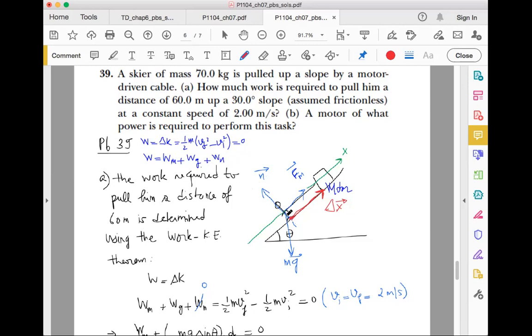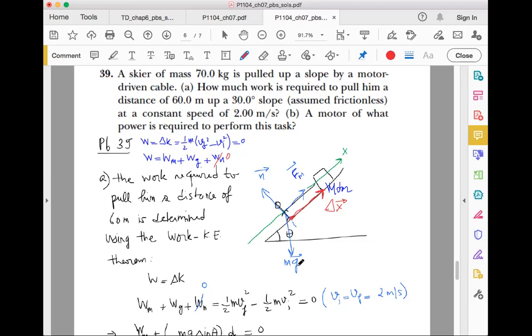Let's start with the normal. The normal is perpendicular to the displacement, so it produces 0 work, as we have seen in the lecture. For Fm, we cannot calculate the work Wm by simply making the scalar product between Fm and delta X, because we don't know the expression of Fm anyway. So Wm, we cannot calculate it. We have to deduce it from the expression W equals delta K.